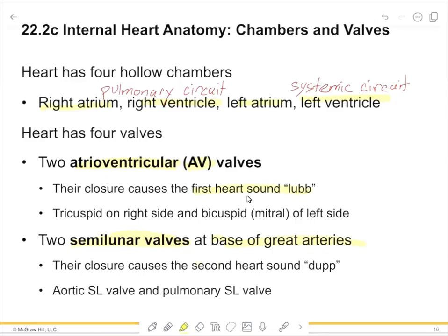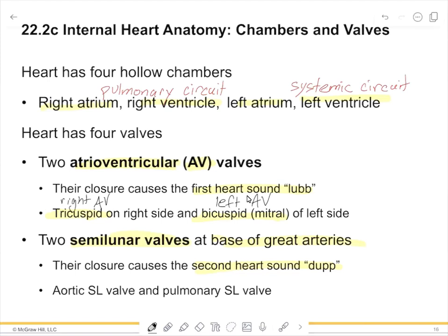The second sound is the dup sound. We think of lub, dup. Those sounds that you hear are because of closure of those valves. So the first sound is when the AV valves close. That's the tricuspid on the right side and the bicuspid or the mitral on the left side. On the right side, it's also called the right AV valve for short. On the left side, it's also called the left AV valve for short.